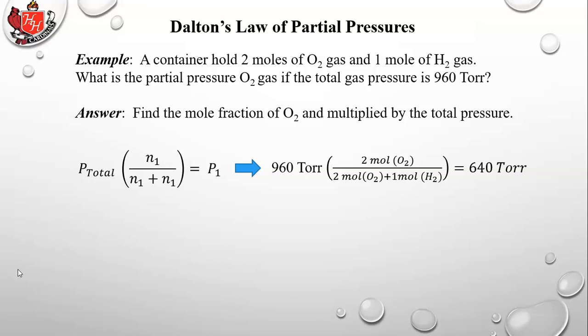So 2 over 2 plus 1 is 2 over 3. So 960 times 2/3 gives you 640 torr. So that's the pressure of just the oxygen. If you wanted the pressure of just the hydrogen, you would take 960 minus 640, and that would give you 320 torr for the pressure of the hydrogen.